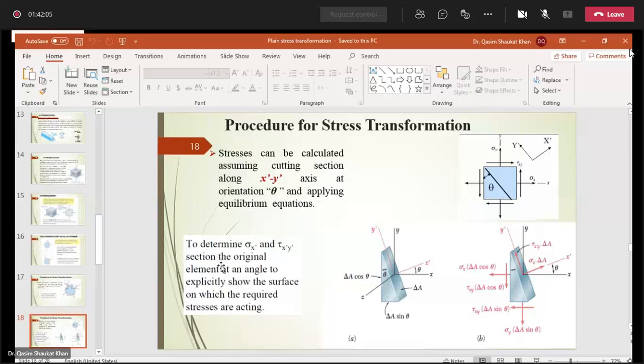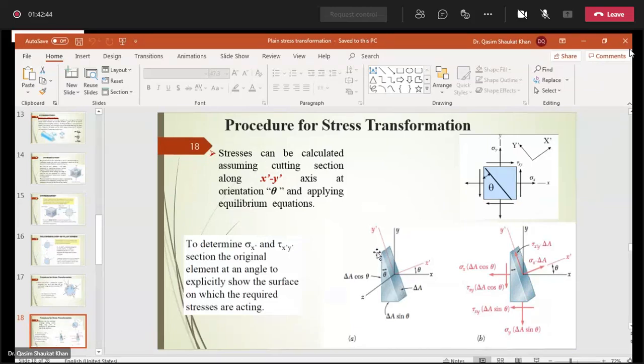Section the original element at an angle to explicitly show the surface on which the required stresses are acting. So this is the figure. This is the actual axis, x and y axis. X dash and y dash axis are your transformed axis, which are at an angle theta with respect to x axis and y axis. Now this is when you will cut the section about y dash axis. This is the area, arbitrary area.